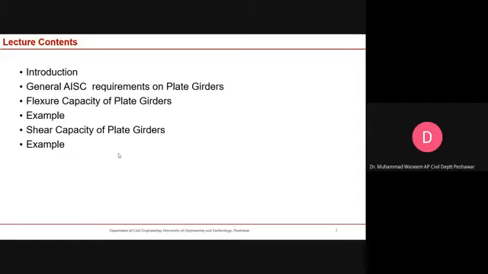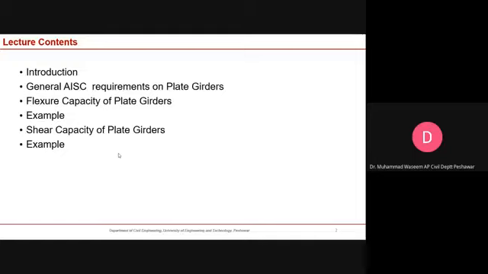Like, plate girder is not a hot roll section. Okay, it is primarily a flexure member. Okay, but it is made of plates, and you make the plate girders by combining different plates. And in order to combine all the plates, you need some connection like welding, bolting. So there are some requirements which are set by American Institute of Steel Construction on the plate girders regarding its geometry.